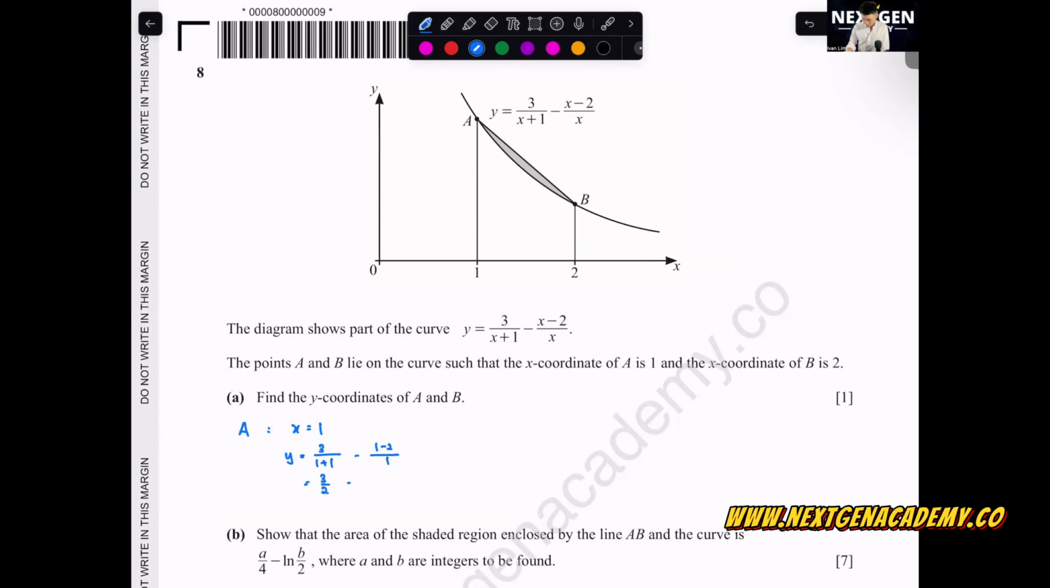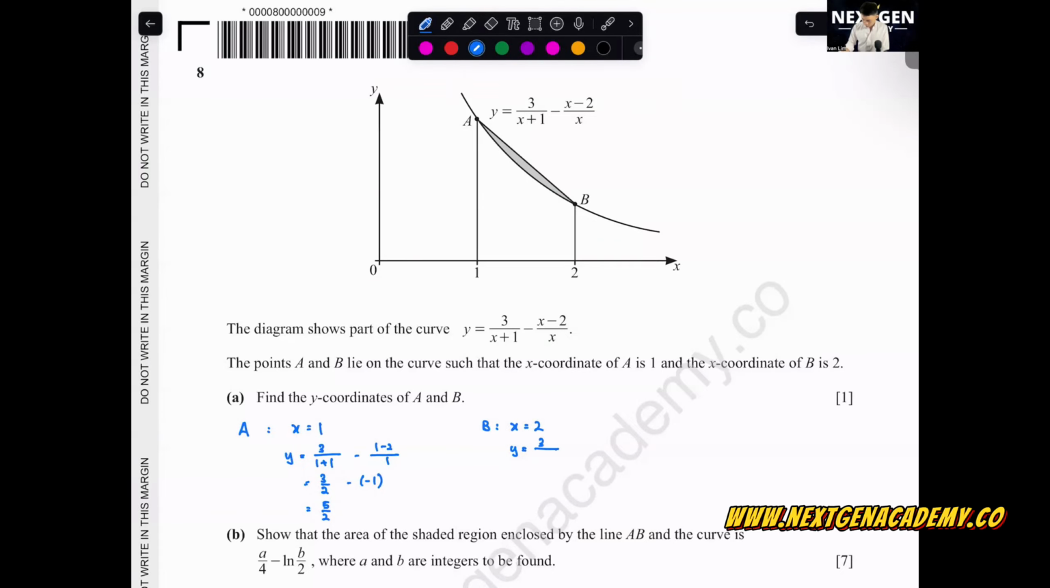3 over 2 minus 2 over 1, so minus 2. 3 over 2 minus 1. 3 over 2 plus 1 is equal to 5 over 2. Okay, for B, x is equal to 2.